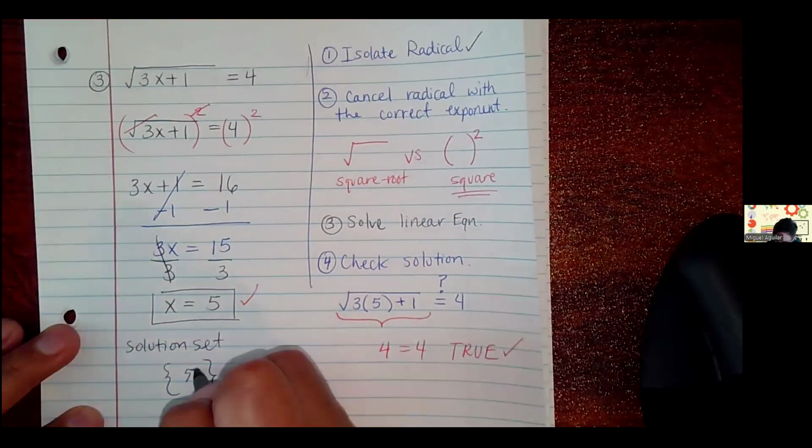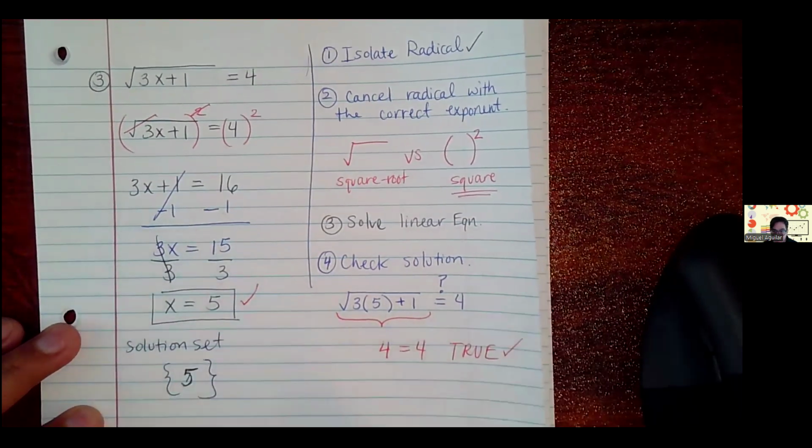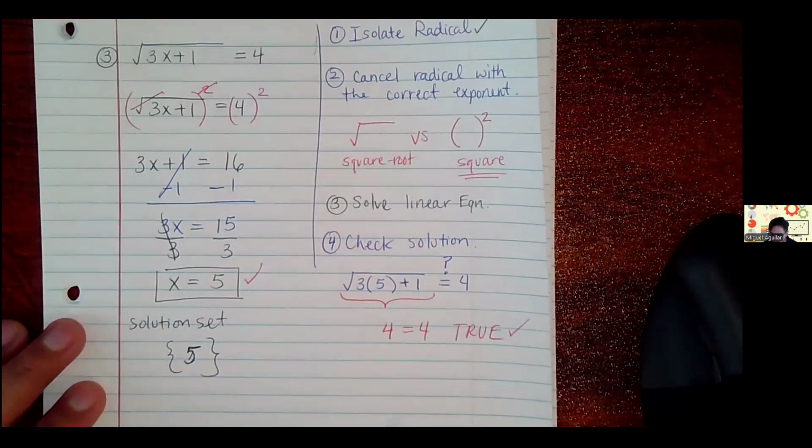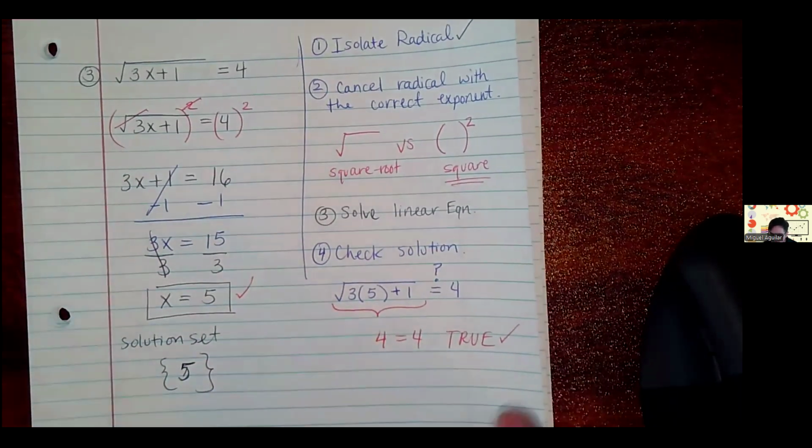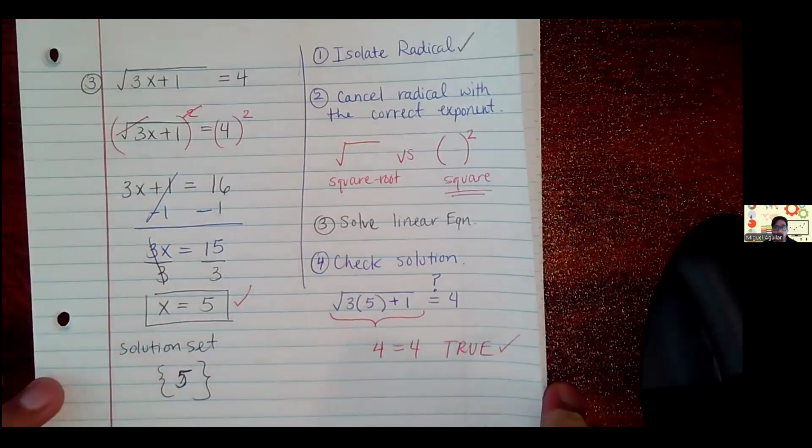Okay, weird looking 5, but just a 5. Okay. All right, let's do another one. Because as we see that some of these equations end up with just linear equations, but others will be a little bit more complicated.